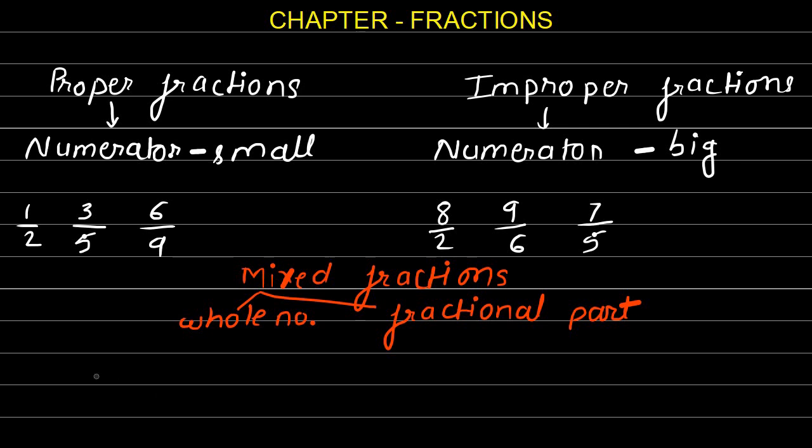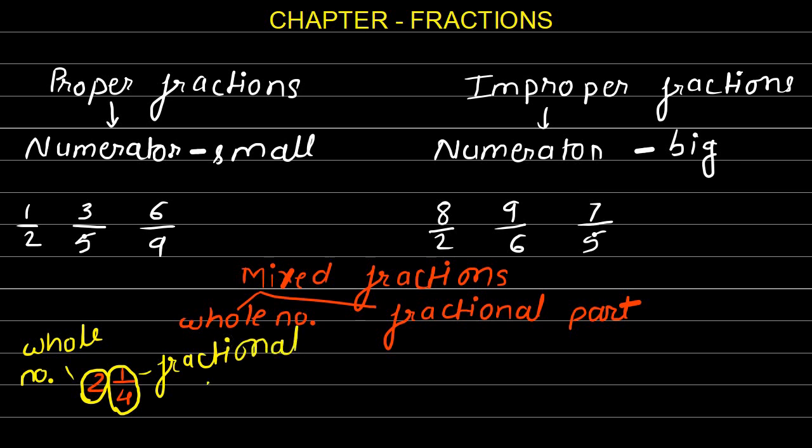For example, if I take 2 1 by 4, you can see we have, let me just label it. This 2 is our whole number, and this 1/4 is our fractional part. We can also take an example like 7 3 by 4. So again, which is the whole number here? 7 is the whole number, and which is the fractional part? 3 by 4 is the fractional part.